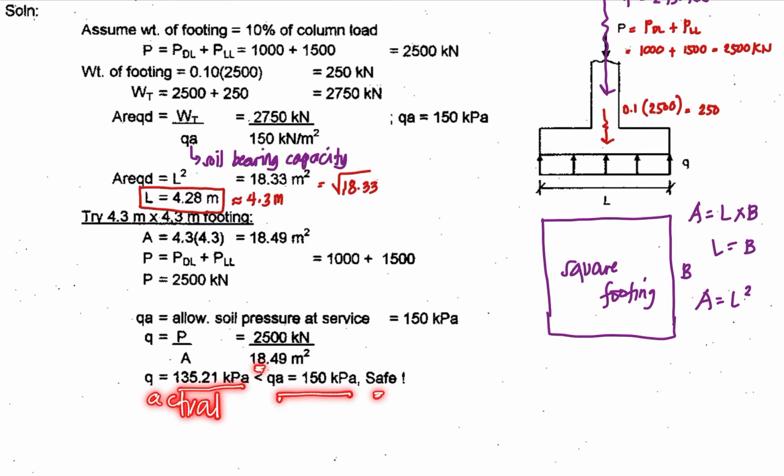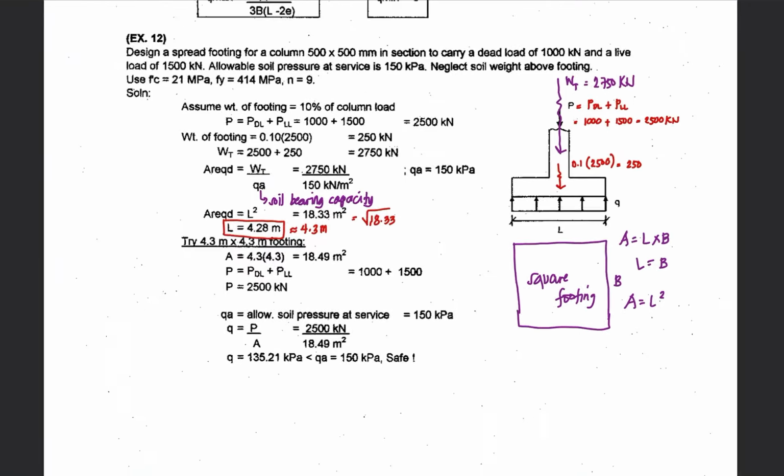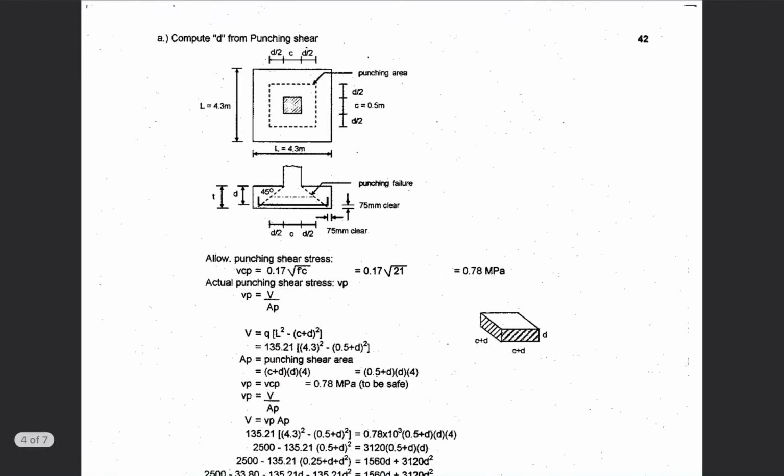Since this is your actual, using this area, and then this is your allowable. It should be that your actual is less than the allowable to be safe. If this is greater than the allowable, therefore fail. So you need to try another footing dimension.